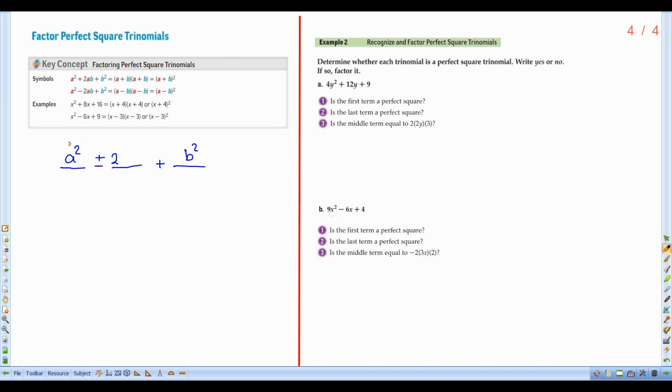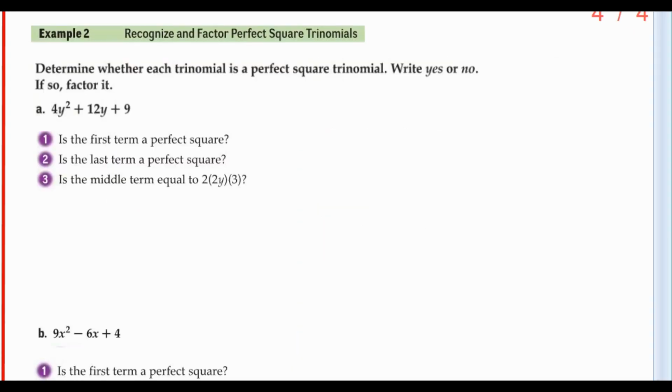It is 2 multiplied by the square root of the first term, which is a, and the square root of the third term, which is b. So any expression written in this form, a to the power of 2 plus or minus 2ab plus b to the power of 2, is called a perfect square trinomial. And this trinomial is factorized as one binomial, a plus or minus b, to the power of 2, or we can say this trinomial is factorized as the square of a sum or difference. Now let's use it.